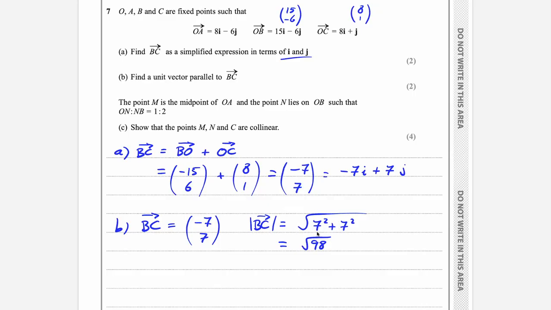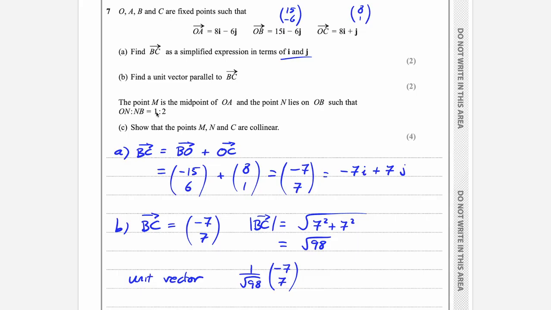Now to get a unit vector, we divide the vector by its magnitude. So I'm just going to do the unit vector is 1 over root 98 times the vector, negative 7, 7, and that's it. You can multiply in if you want.